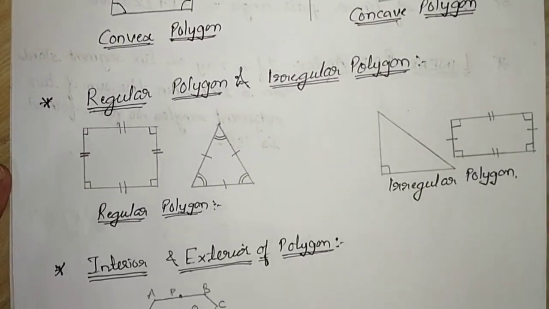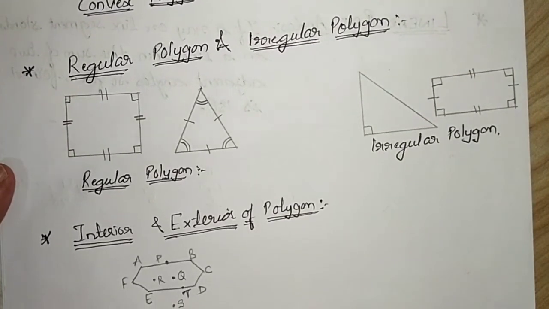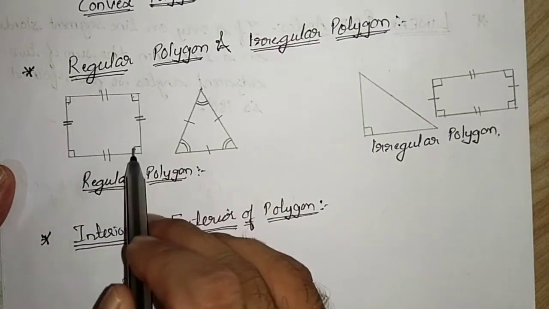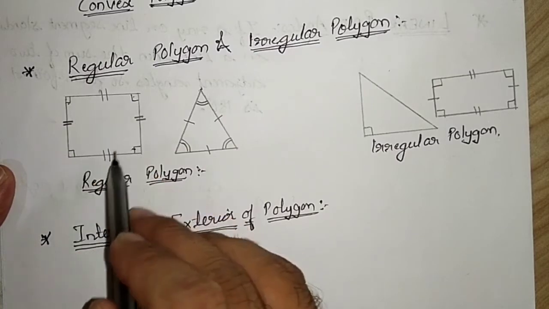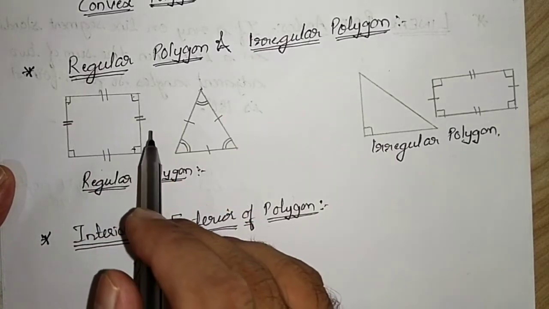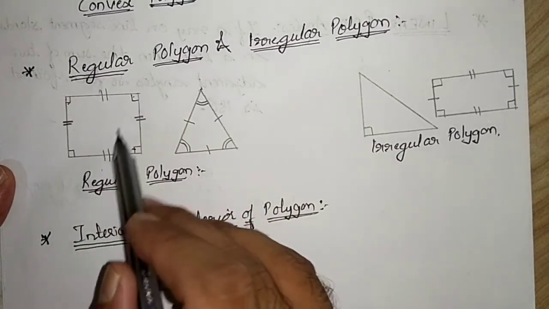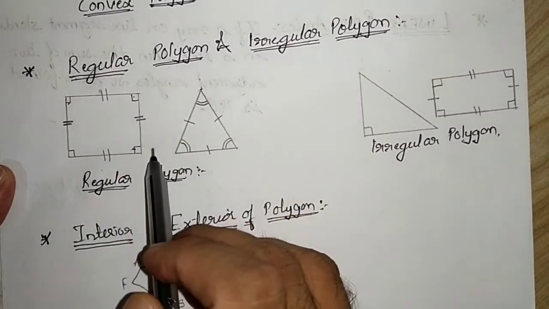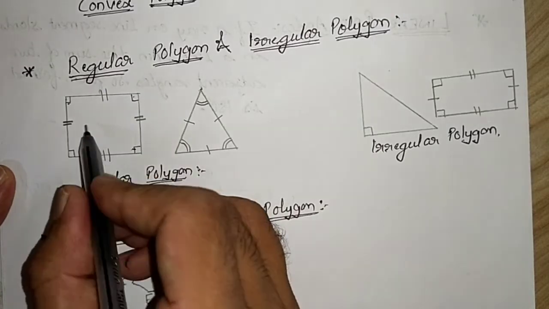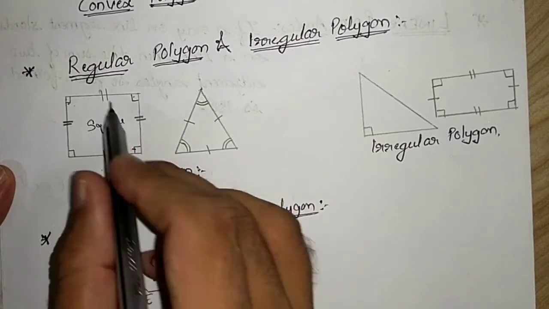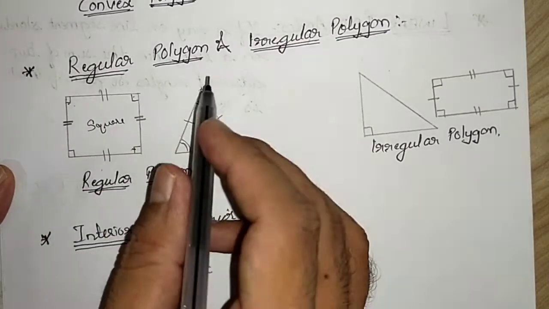Now let us move to the next topic, that is regular polygon and irregular polygon. Regular polygons are those polygons in which all the angles are equal and all the sides are equal. For example, square. This is a square. All the angles are 90 degree and all the sides are equal. So we can say it is a regular polygon.